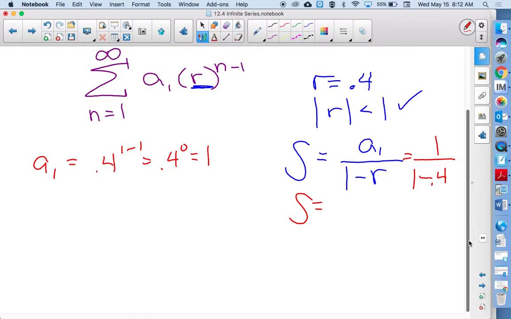So my first term is 1. We're dividing that by 1 minus r, or 0.6. So what is 1 divided by 0.6, Kushal? 5 over 3.